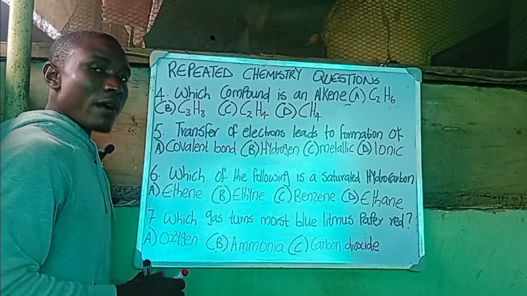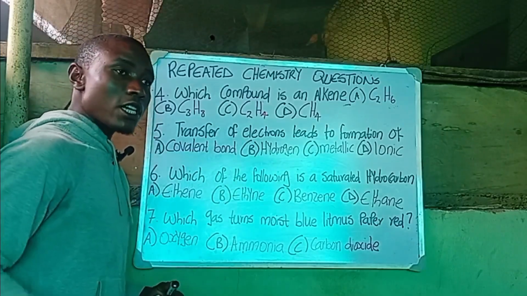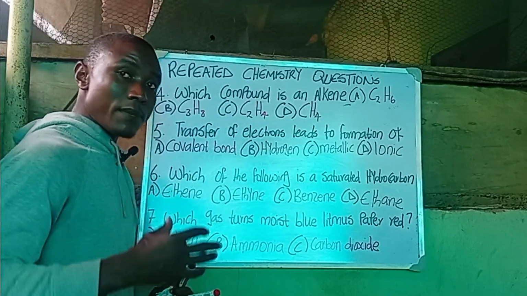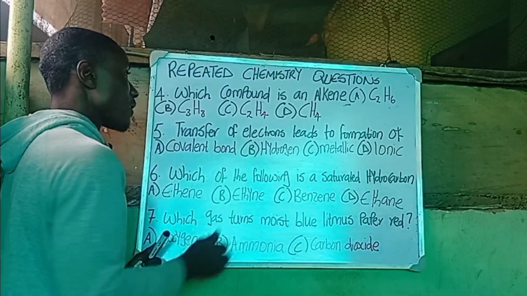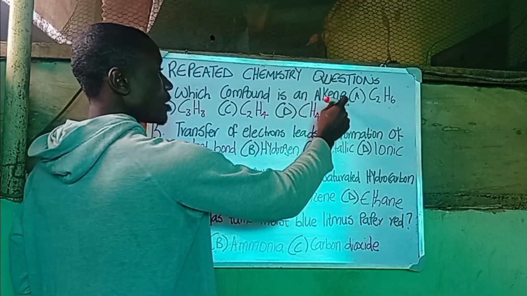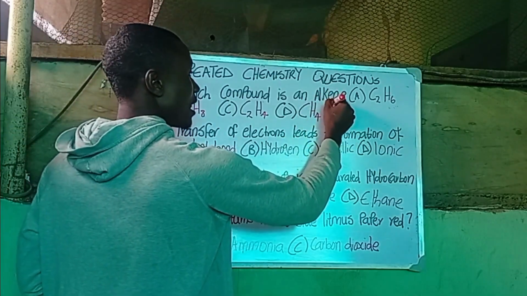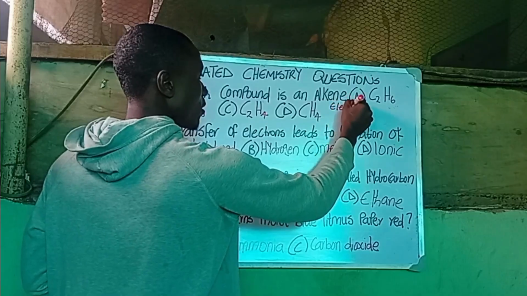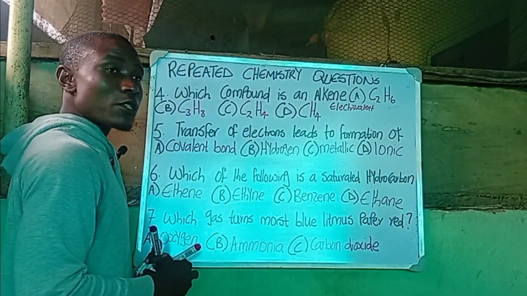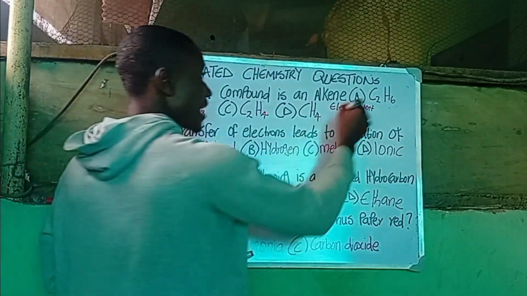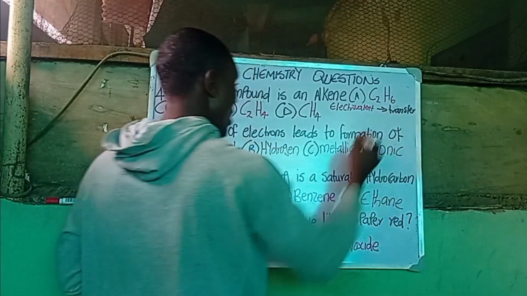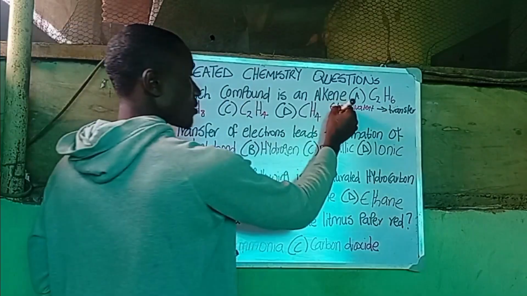First of all, you have to know what all these bonds stand for. When we talk about chemical bonding, the major reason for chemical bonding is so that an element or compound will obtain stability. The transfer of electrons leads to the formation of the first chemical bonding, which is known as the electrovalent bond. Another name for electrovalent bond is the ionic bond. And this involves the transfer of electrons.